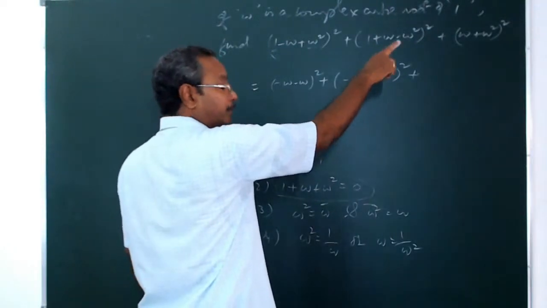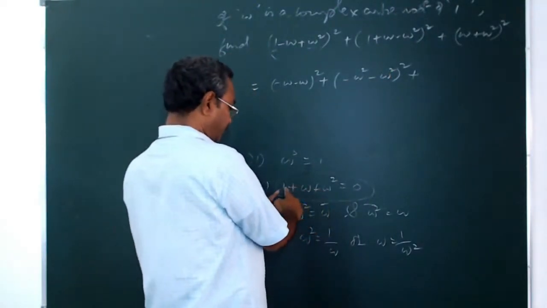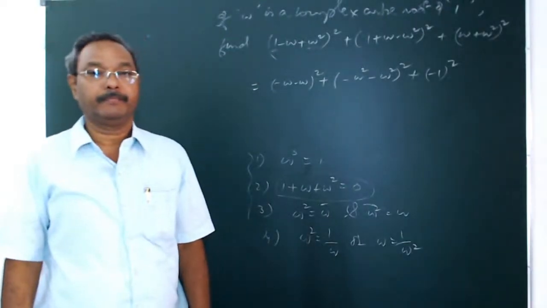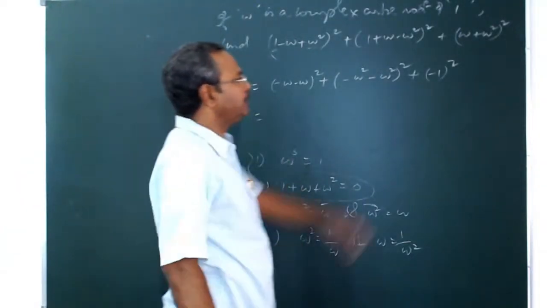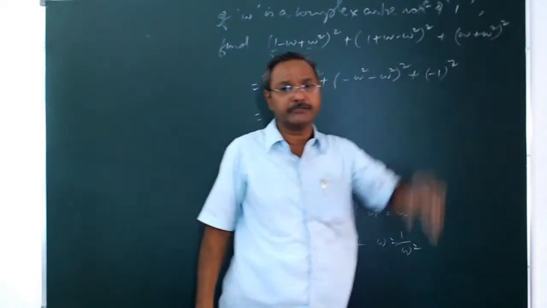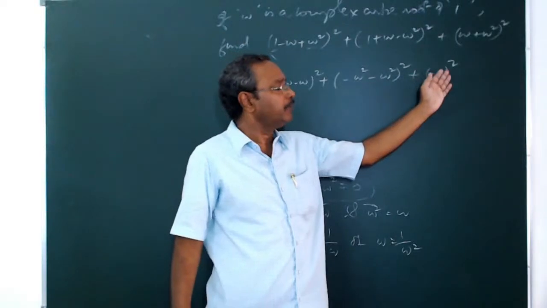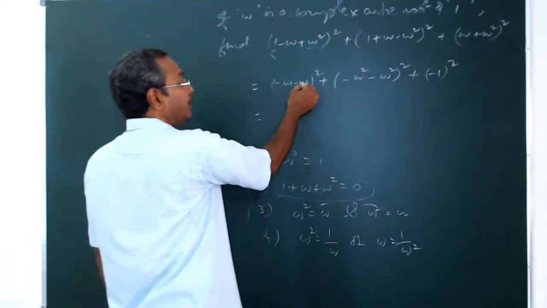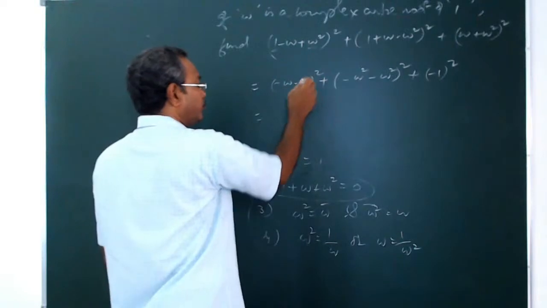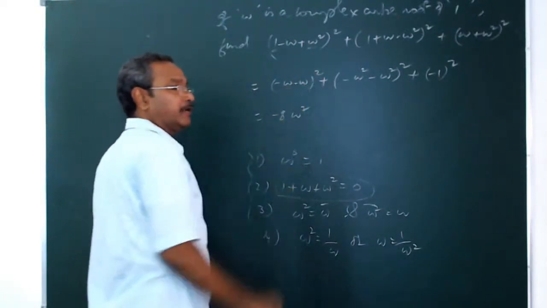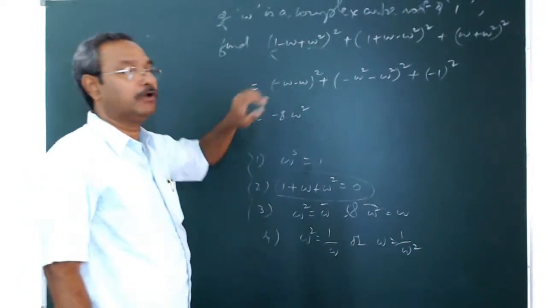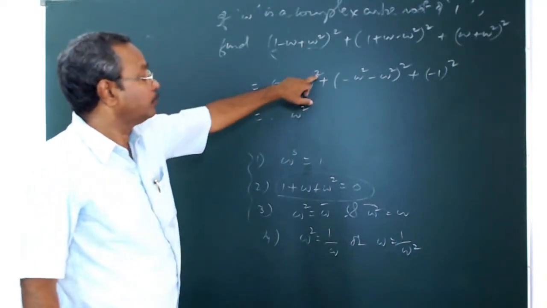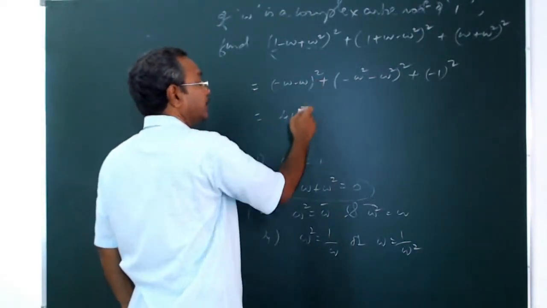Plus, and look at the last one, omega plus omega square. Omega plus omega square is equal to minus 1. You may have this minus 1 also here, omega plus omega square minus 1. In that case, you are going to get minus 1 whole square. That's it. Now, minus 2 omega whole square, oh sorry, minus 2 whole square is 4. And this one is omega square.